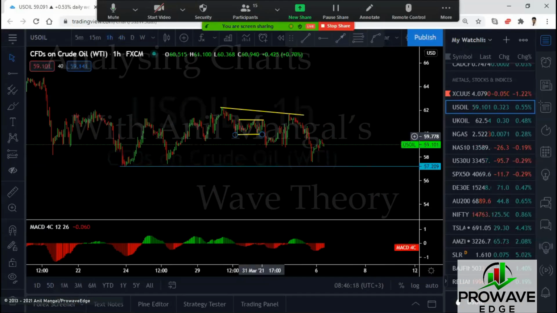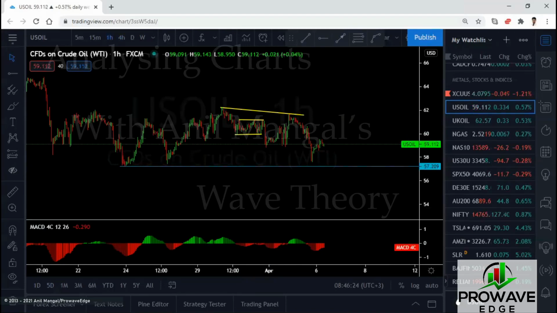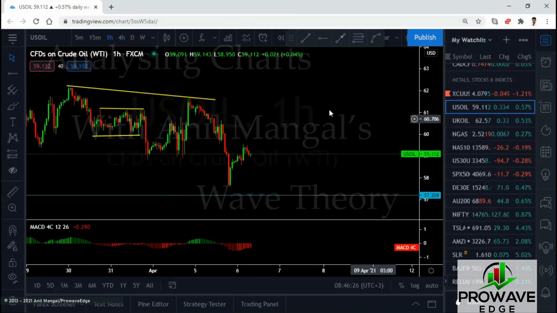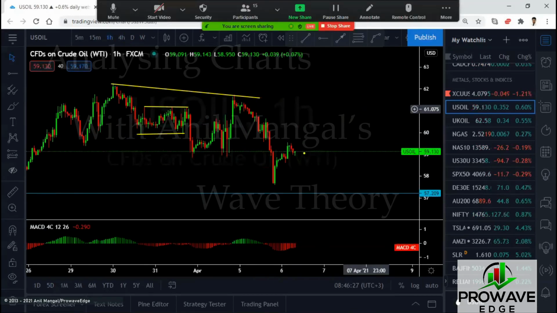I'll probably, let's see, we're getting a flag here actually forming now. So by the time of the New York open, we might get a trade. Right, there's a flag forming here. See this? I hope they stay here for another couple hours. So when New York opens, this would be a very good trade to the upside.